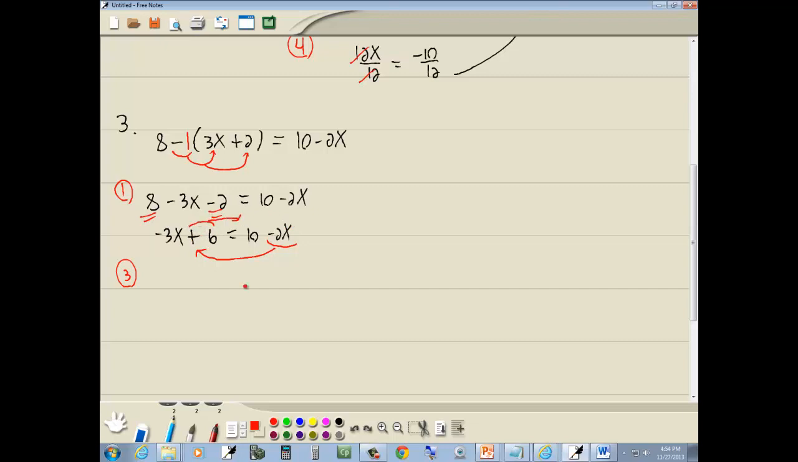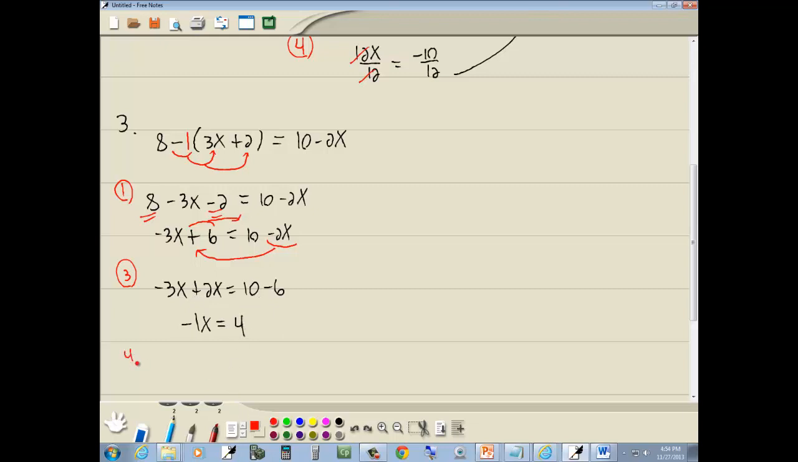Now take 6 over there. So we've got negative 3x. Take the negative 2x over, becomes a positive 2x. 10, take the 6 over, becomes a negative 6. Anytime you take anything over to the other side, the sign changes. Doesn't matter what it is. Now, combine together like terms in any step. Negative 3x plus 2x is negative 1x. 10 minus 6 is 4.